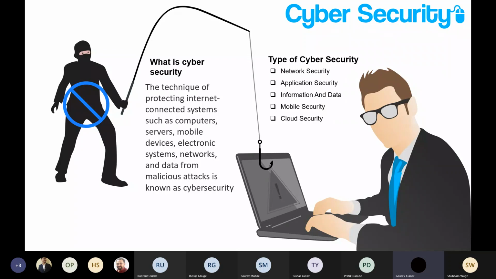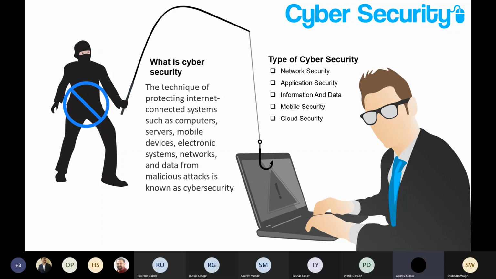There are many types of cybersecurity. Some of them are network security, application security, information and data security, mobile security, and cloud security. Network security involves implementing hardware and software to secure a computer network from unauthorized access, attacks, or disruption.